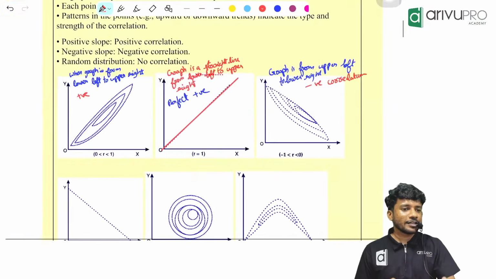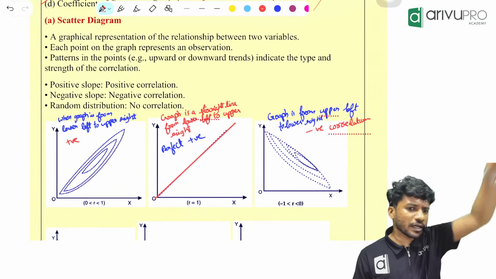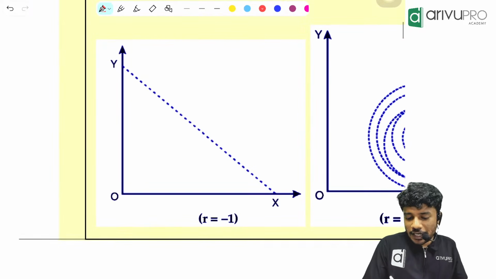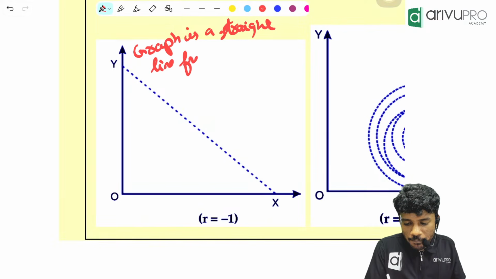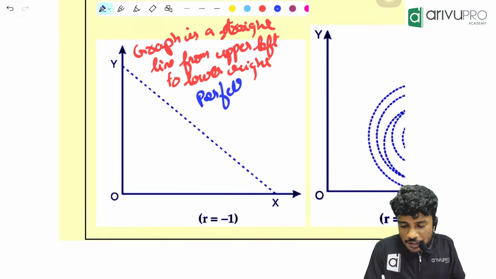Then you should tell me, what if it is straight? What if it is a straight line from upper left to lower right? Perfect negative. So make a note of that. Graph is a straight line from upper left to lower right. What type of correlation? Perfect negative.